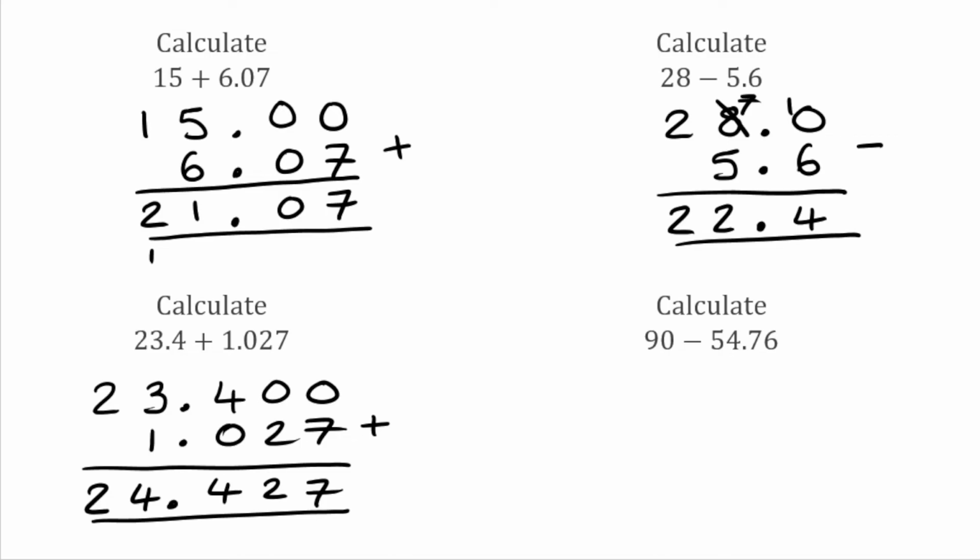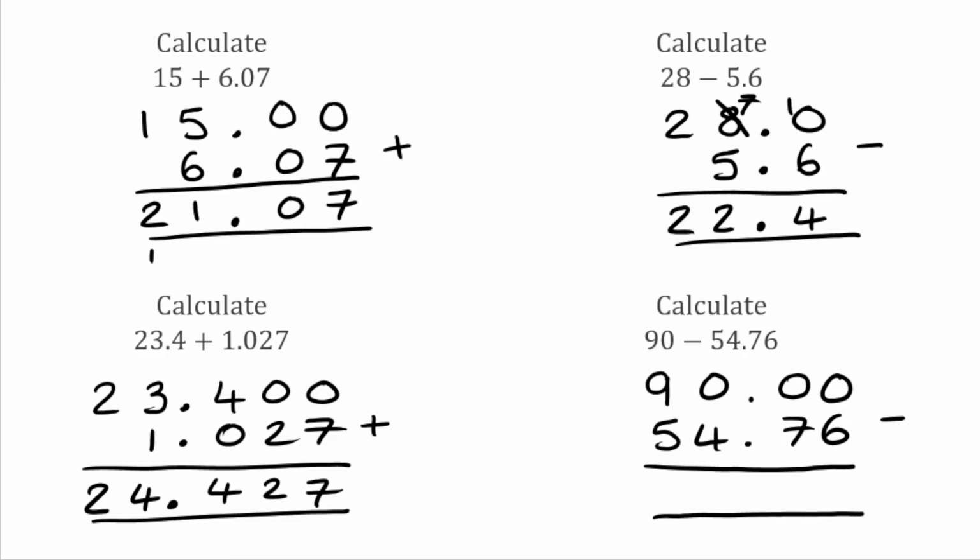Okay, and for this last example, we've got 90 take away 54.76. So no decimal places in the first number, 2 decimal places in the second number, so we're going to write them both to 2 decimal places. So we can rewrite the 90 as 90.00. We're then going to take away 54.76. So again, just like the others, we're going to start from the right-hand side.